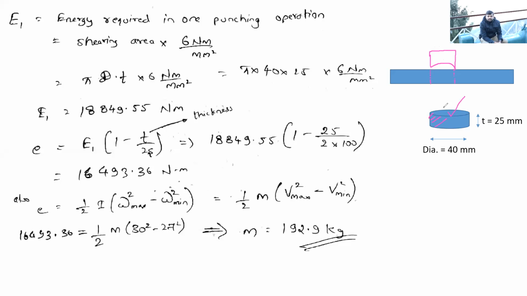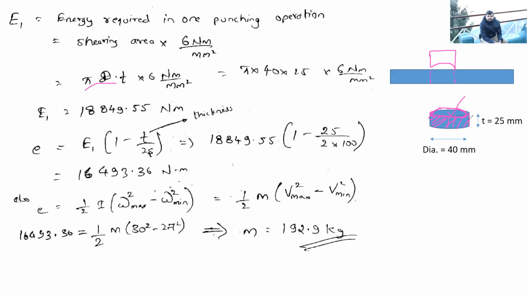Shearing area would be this circle, periphery of the circle, that is pi multiplied by d. Okay, and this punch, how much distance did it travel? It traveled a distance equal to the thickness of the plate, that is t is equal to 25 mm, right? So this area, that is this circumference pi d multiplied by thickness. Okay, please make sure that you understand this area clearly, because this is where the punch is traveling.